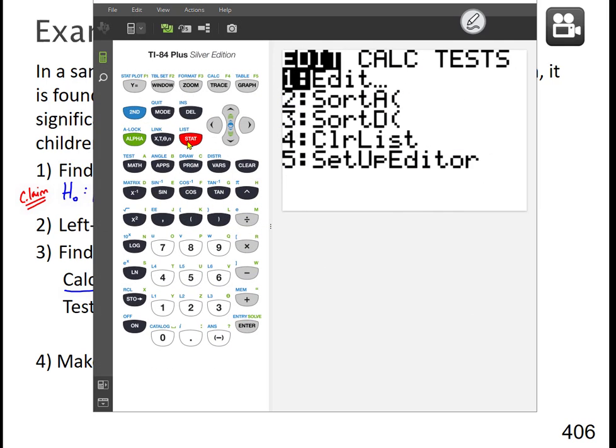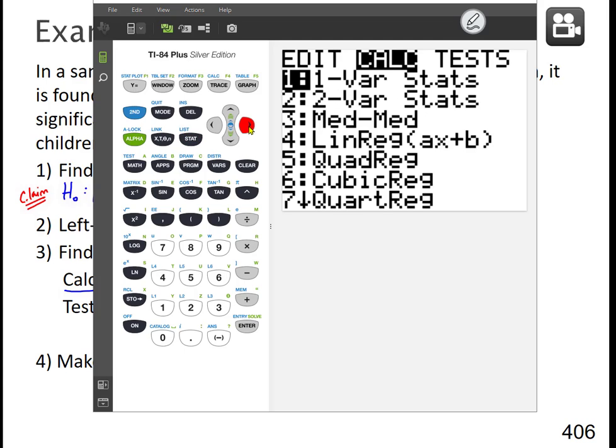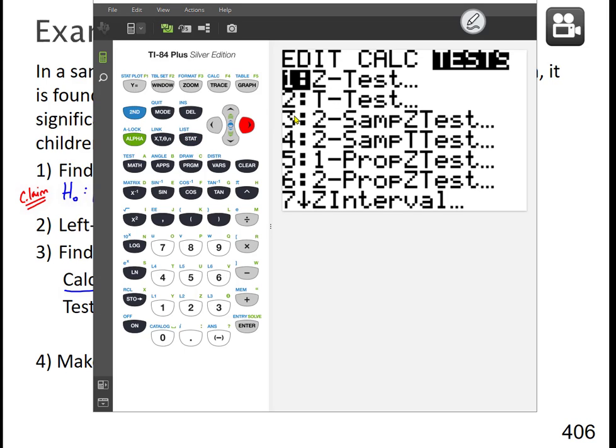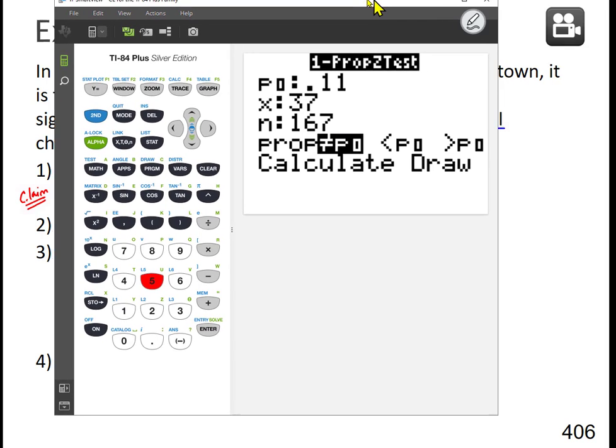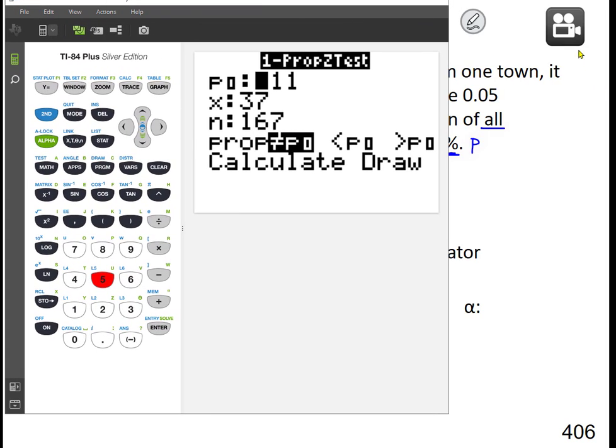and press stat, arrow to the right twice to get to the tests. You notice at the top we have the z test and the t test, but then number 5 is the 1 prop z test, and those are the only 3 we're going to use, number 1, number 2, or number 5. So today we're using number 5, and if you look there, we only need to type in 3 things. I strongly recommend that you write these down on your example because as you do your homework, you're going to want to look back at these examples.